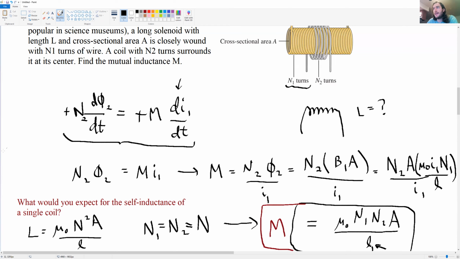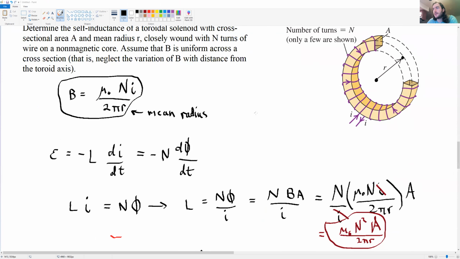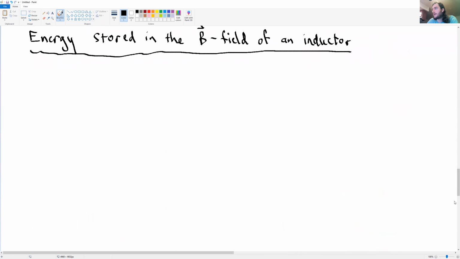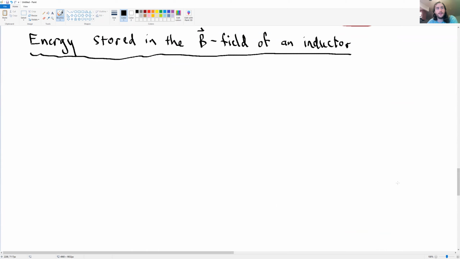Okay, let's go ahead and go back to where we were before now. So we just got the self-inductance here for a toroidal solenoid, and now we're ready to move on to a new topic, of course related to what we've been talking about here, and that is energy stored in the magnetic field of an inductor. We'll just get a nice simple expression that should remind you of something like what we saw with capacitors.